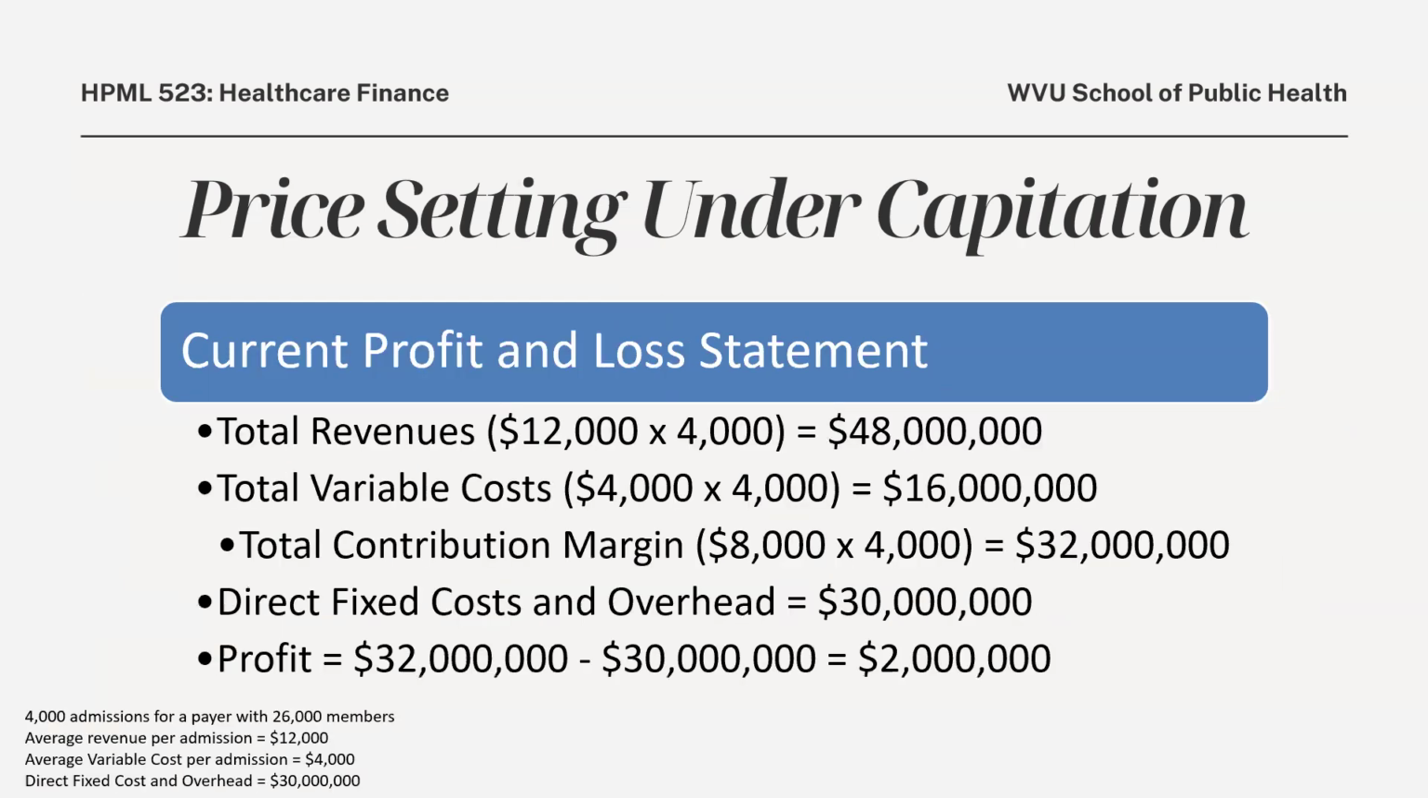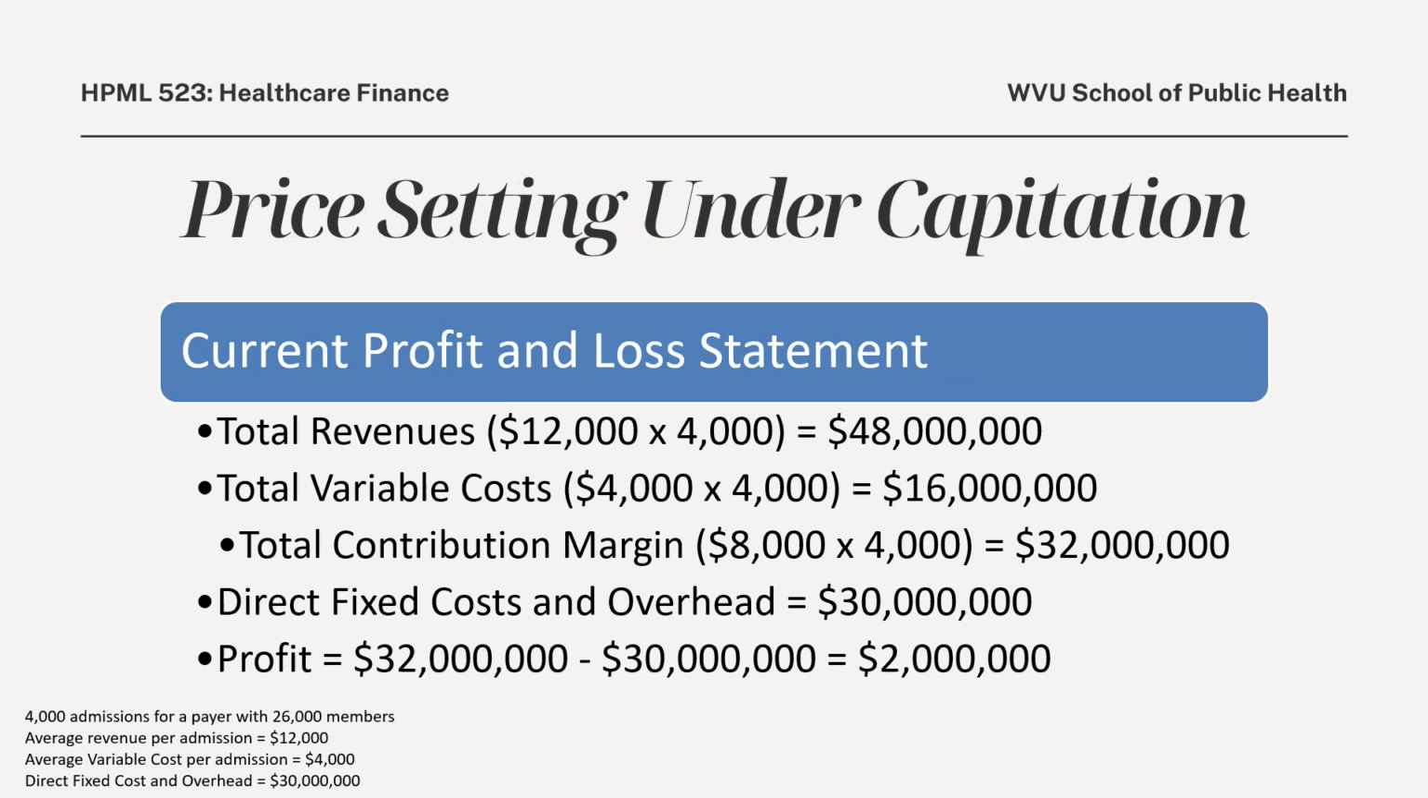For price setting under capitation, you want to first understand your current profit and loss statement. For this example, you can see on the bottom left-hand side of this screen that there are 4,000 admissions for a payer with 26,000 members. The average revenue per admission is $12,000. The average variable cost per admission is $4,000. And the direct fixed cost and overhead is $30 million.